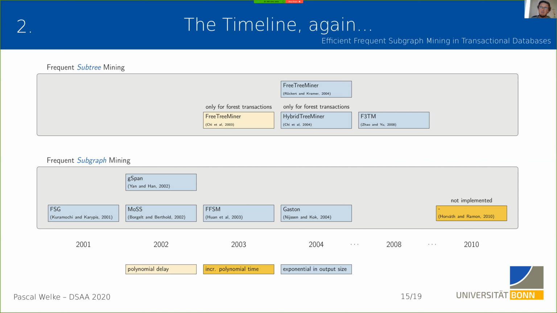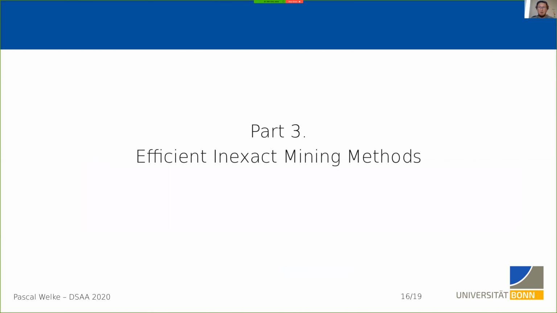So all the other methods that you see here are exponential in the output size in the worst case, meaning basically exponential in an exponential set in the size of the input. So it's doubly exponential, which is something that you really don't want, right? In the worst case. Resulting in the problems that you saw before in the runtimes, right?